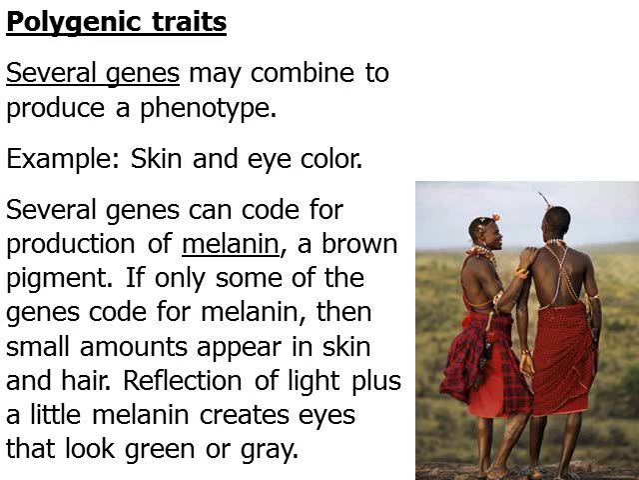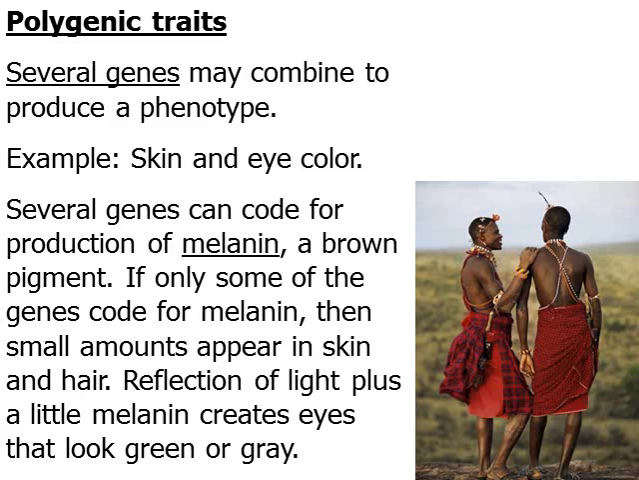In polygenic traits, there may be several genes that are going to combine to produce a phenotype. Example would be skin and eye color. Some people have very dark skin and some have very light skin. And all this is determined by the genes that code for the production of melanin. It's a brown pigment. The more you have of these genes, the darker your skin.